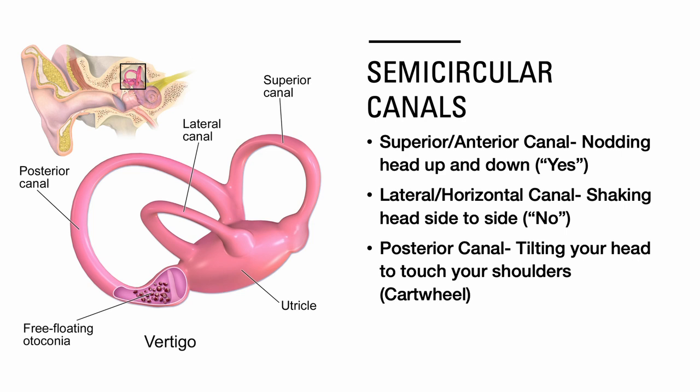The horizontal canal is responsible for motions like shaking your head no. This could be something like turning your head in the car to make sure that the lane next to you is clear to merge. The posterior canal is responsible for side-to-side motions, like doing a cartwheel or rolling over in bed to sit up.